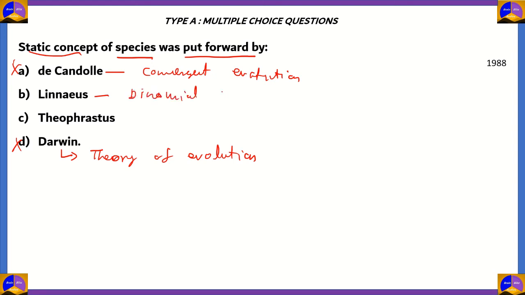So therefore the correct answer is option C, Theophrastus. Remember, Theophrastus is the father of botany. So he was the person who first put the static concept of a species or a group of animals which are free to reproduce among themselves. So option C, Theophrastus, is the correct option for this question asked in 1988.